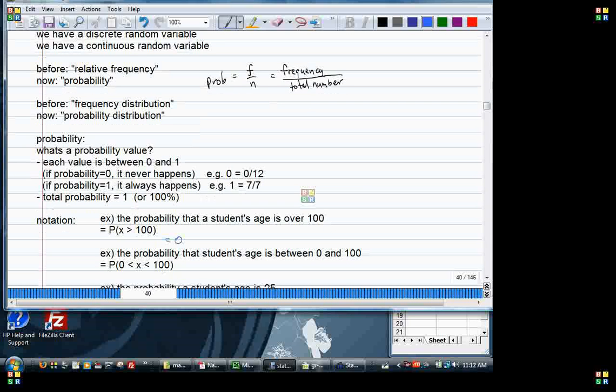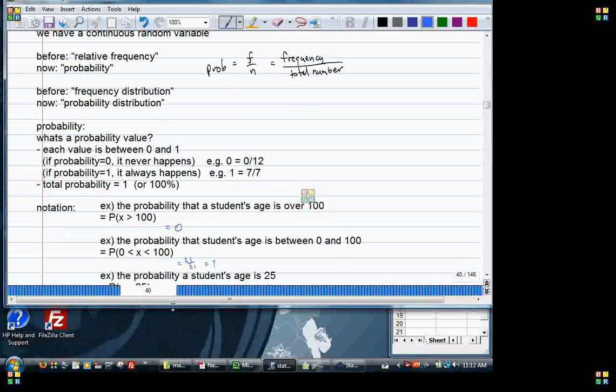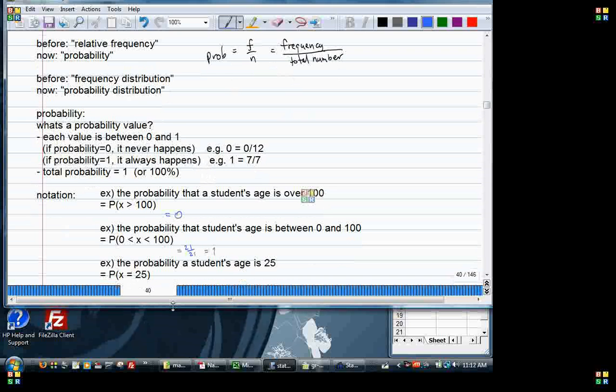And again, you could think of it as, we've got about 21 students today. You could think of this as 21 over 21, but of course, that's just 1. Okay. Next. What about the probability that a student's age is 25? How would we write that? P(x = 25). It's the probability that x equals 25. Okay. Just notation.